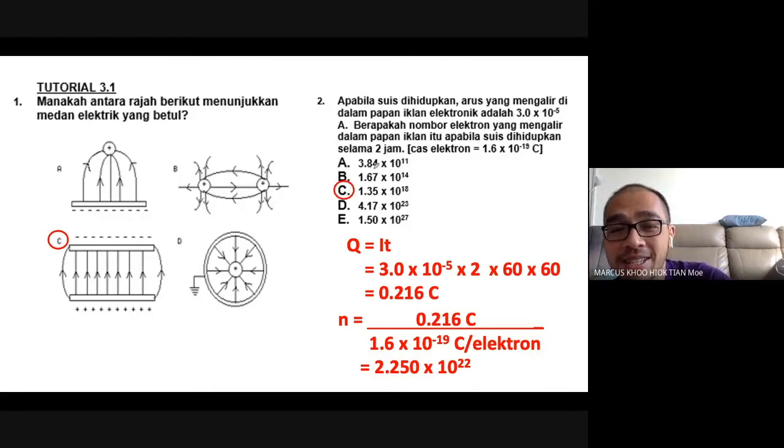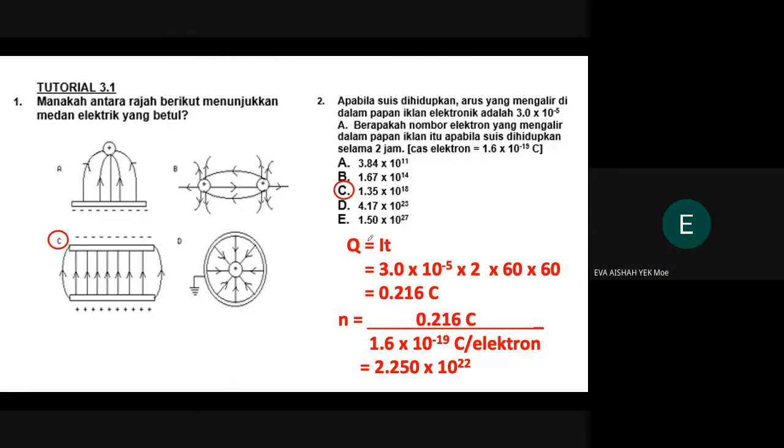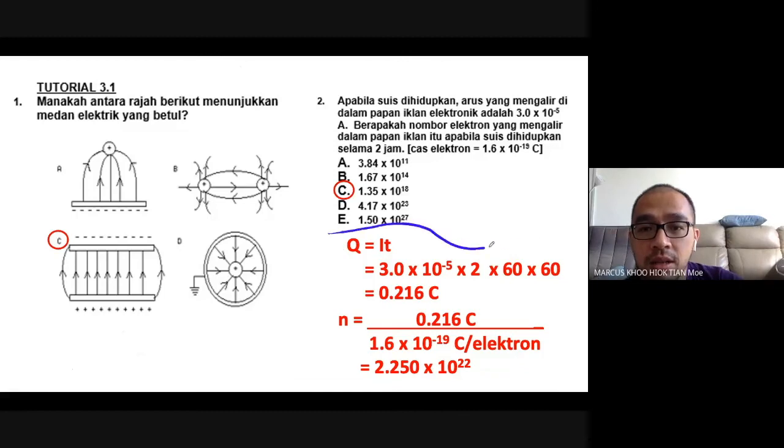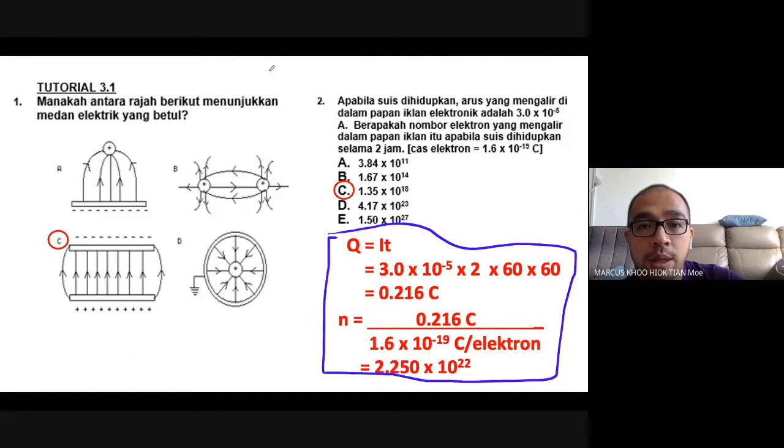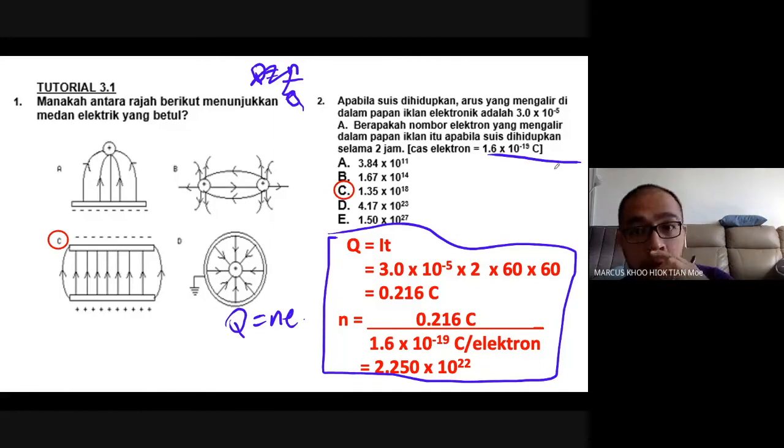Oh, the answer is C. So this is the working. This is the one where we're using the 2 formulas: Q equals IT, and then Q equals NE. The electron charge is 1.6 times 10 to the power of minus 19. All right, moving on.